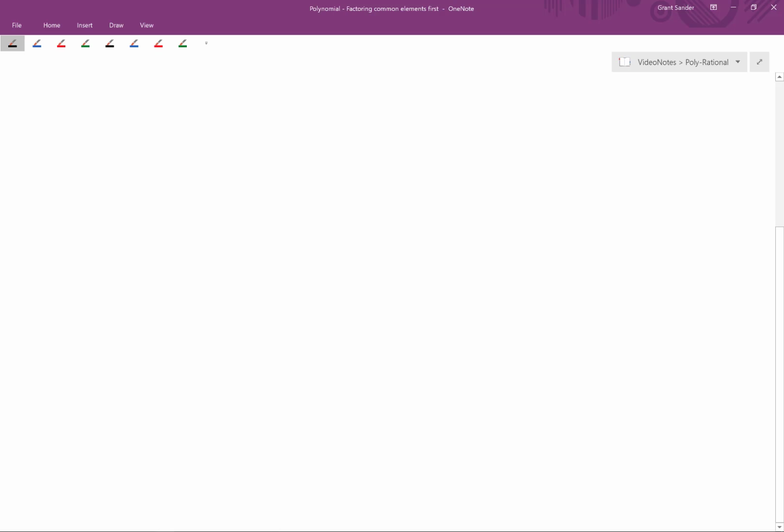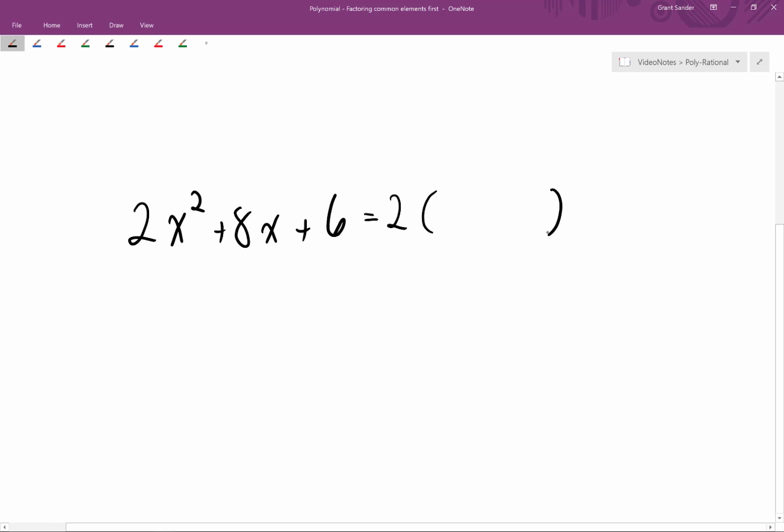So let's look at the polynomial expression 2x squared plus 8x plus 6. Let's assume we want to write this in factored form. Just looking at this polynomial expression, you'll probably notice that all of the coefficients are even, which means that we can factor out a 2 from each of those terms. And therefore, we can rewrite this as 2 times some polynomial expression.